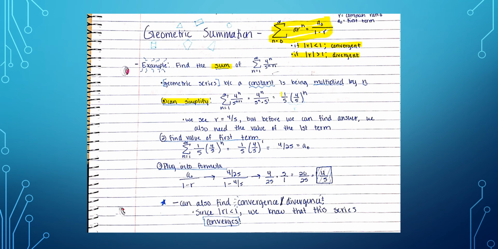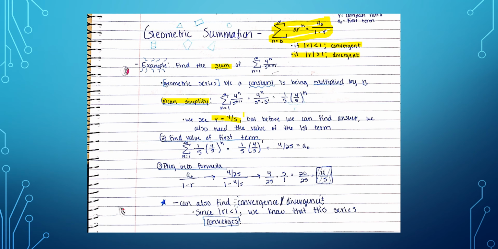We can simplify this to give us a clearer version of the series to show us what the common ratio will be. So we have 4 to the nth power over 5 to the n plus 1 power. Now we can separate the denominator to be 5 to the nth power times 5 to the first power. When we simplify that further, we get 1 over 5 times 4 over 5 to the nth power. So we know that r equals 4 over 5.